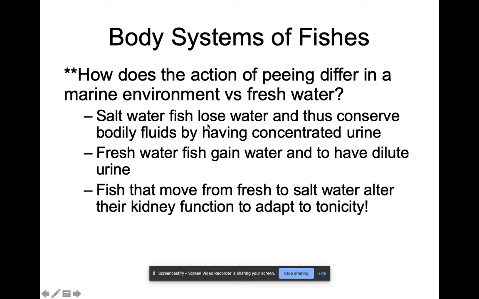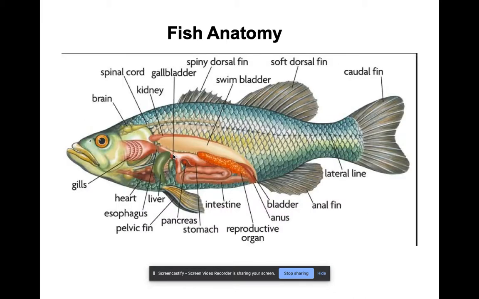So again, saltwater fish lose water and thus conserve body fluids by having highly concentrated urine, while freshwater fish gain water and thus have too much water and have to dilute it. So again, that adaptation of a kidney cell is just incredibly important. It really set up the tetrapods very nicely as we move away from depending on water environments: how can I conserve what water I do take, right?